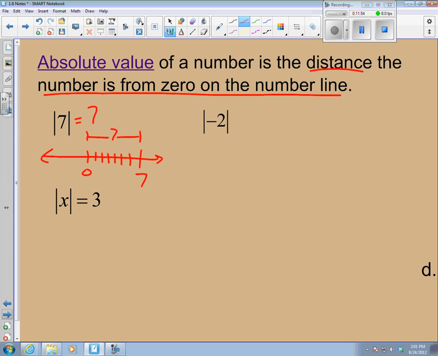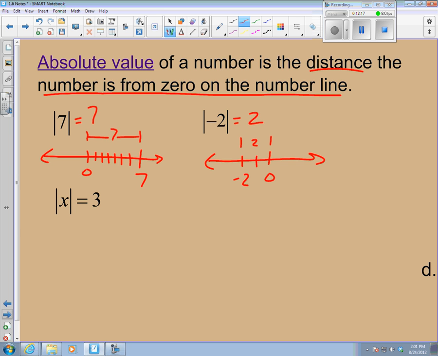How about -2? Well, there's 0, 1, -2. How many units is -2 from 0 on the number line? Well, 1, 2 units. So the absolute value of -2 is 2. So basically, whenever you take the absolute value of a number, you make that number positive, even if it already is positive. It's just distance from 0 on the number line.